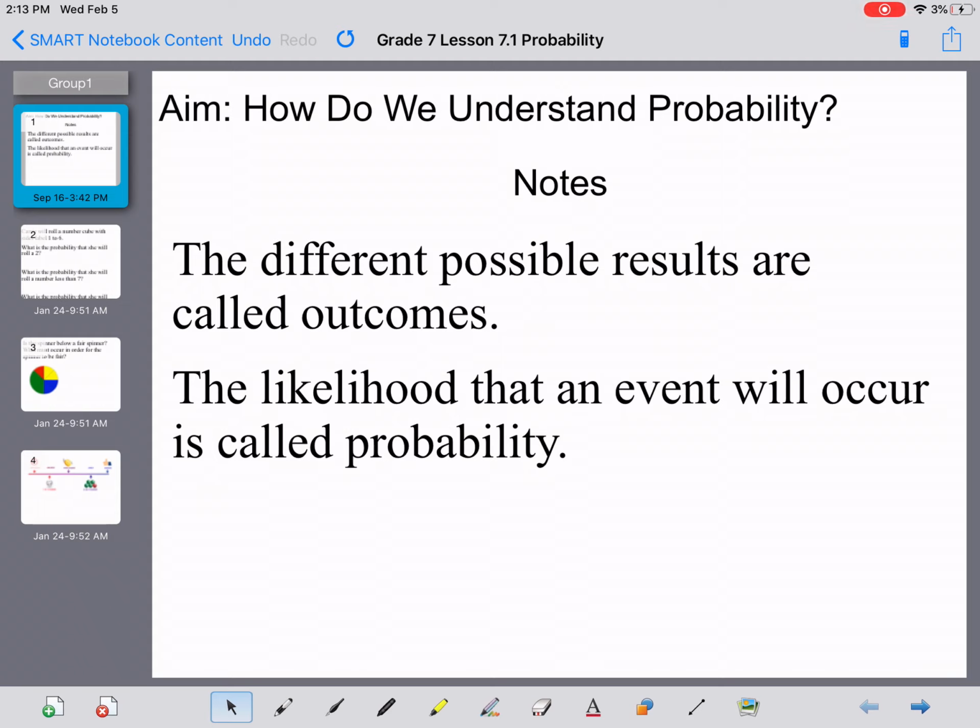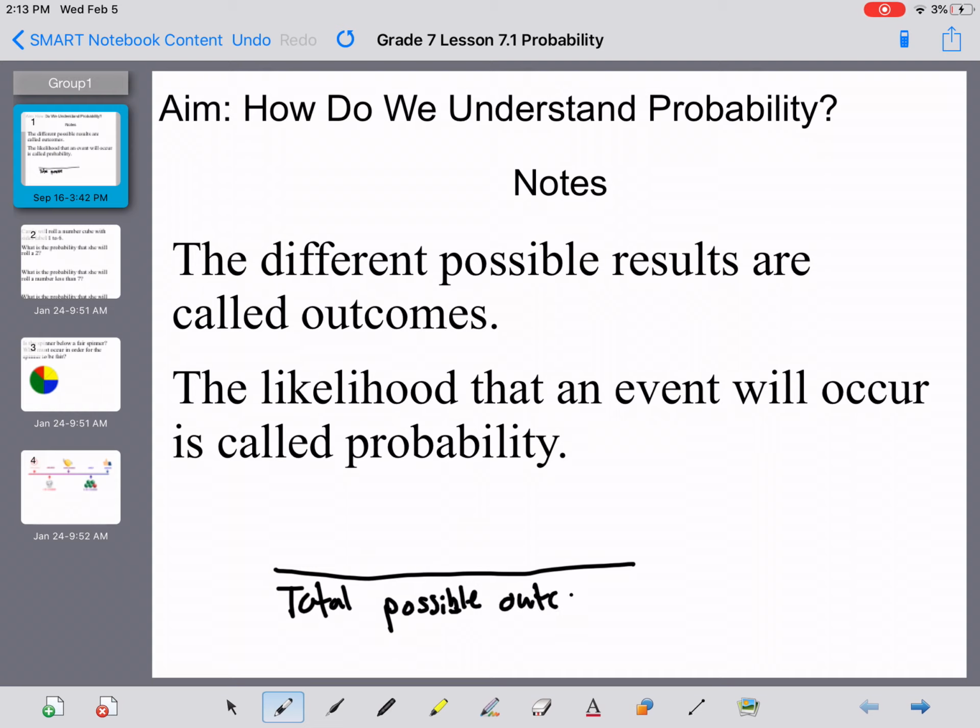So when we're finding probability, it's always going to be in a fraction. The denominator of the fraction is going to be the total possible outcomes, and the numerator is going to be the number of desired outcomes. So we're going to practice some problems with probability, but it is always going to be in that same format.